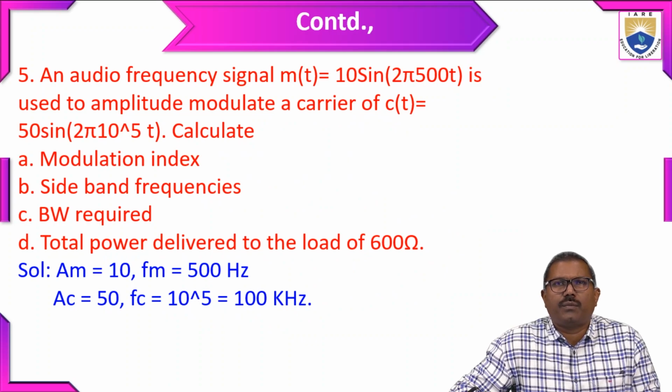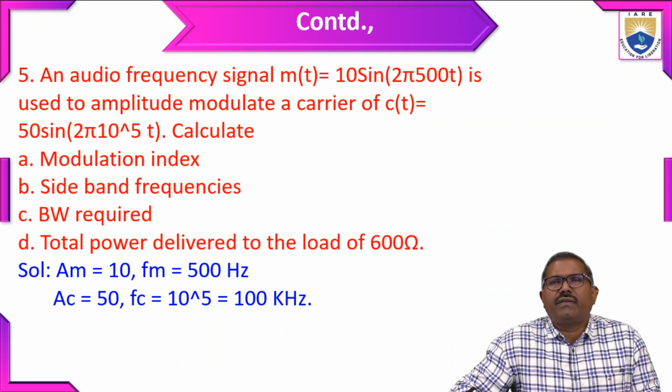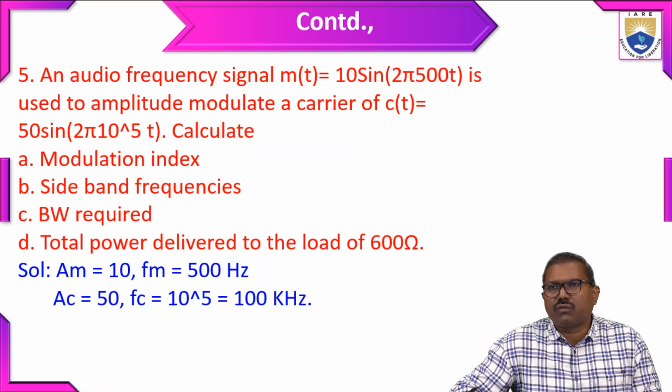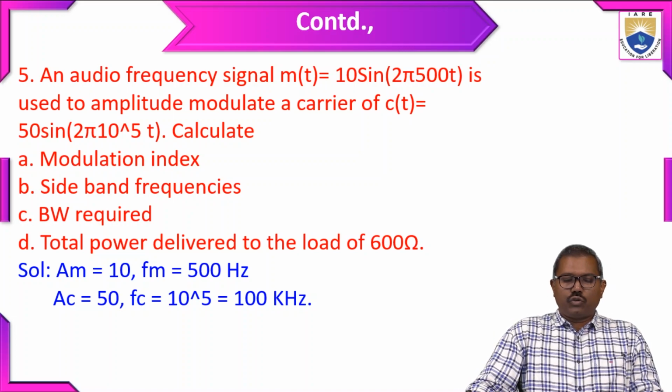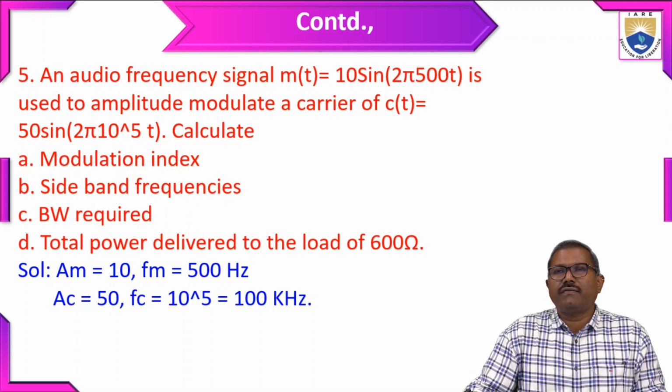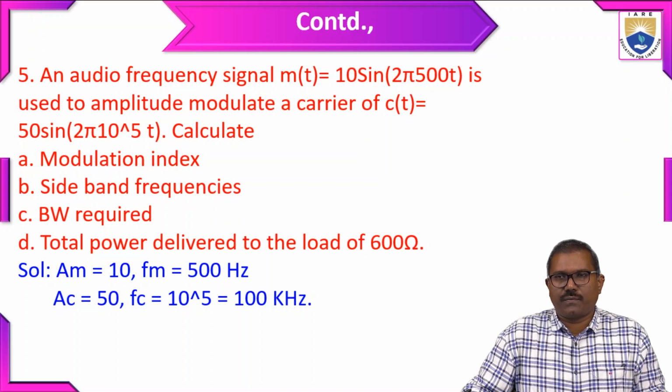Now coming to the fifth problem. An audio frequency signal m of t is equal to 10 sine of 2 pi 500 t is used to amplitude modulate a carrier c of t equal to 50 sine 2 pi 10 to the power 5 t. Calculate the modulation index, sideband frequencies, bandwidth required, and total power delivered to the load of 600 ohms.